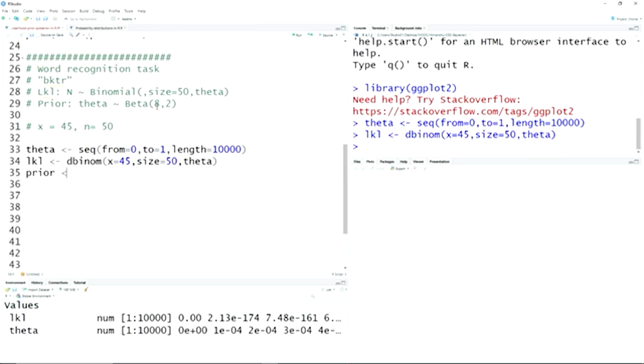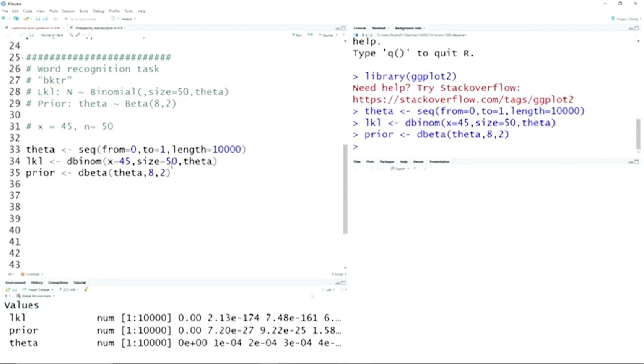Now I can calculate the prior. How do I calculate the prior? The prior distribution is a beta distribution, so I can use dbeta, which will evaluate the PDF of a beta distribution. I need to calculate this for every theta. Remember, the prior is on theta. You think of it as theta coming from a beta distribution with shape parameters 8 and 2. So you can calculate the probability density for each value of theta, and that's what we're going to do.